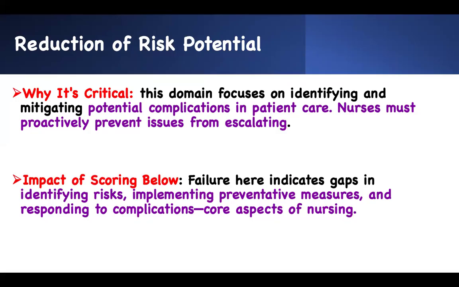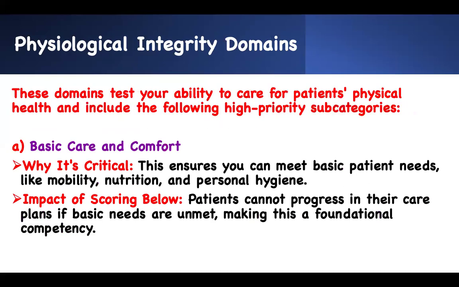You must proactively prevent issues from getting worse, right? Failure here indicates a gap in identifying risks. You cannot implement prevention and you can't respond to it. Three things happen when you score low. First, you can't identify the patient's in trouble. You can't prevent it when you see it, and you can't respond actively, like in critical care. And that is a core aspect of nursing: identifying risks, implementing preventions, and responding to complications.